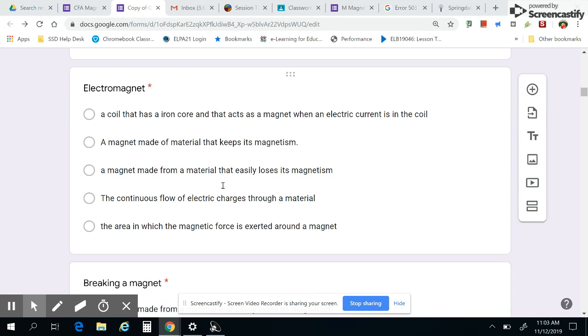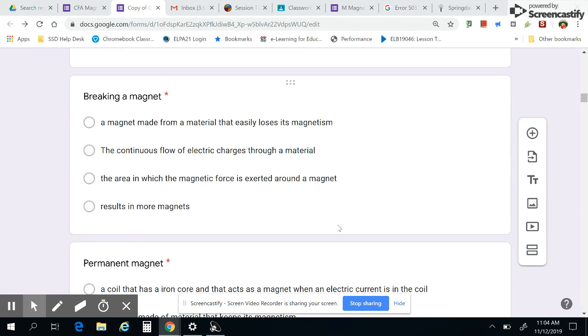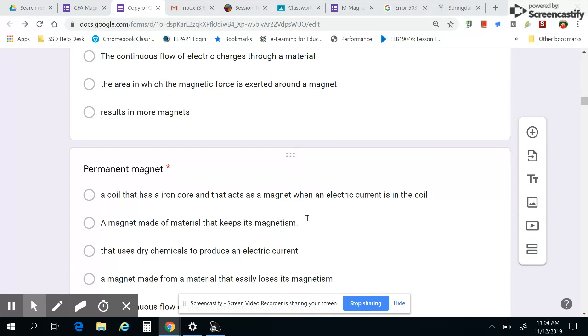Electromagnet. A coil that has an iron core and acts as a magnet when an electric current is in the coil. A magnet made of a material that keeps its magnetism. A magnet made from material that easily loses its magnetism. The continuous flow of electric charge through a material. The area in which a magnetic force is exerted around a magnet. Breaking a magnet. A magnet made from material that easily loses its magnetism. The continuous flow of electric charges through a material. The area in which the magnetic force is exerted around a magnet results in more magnets.